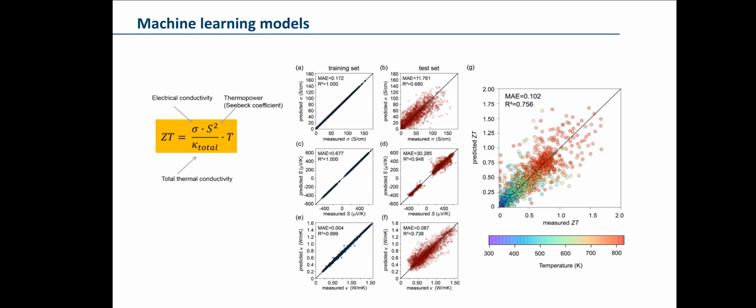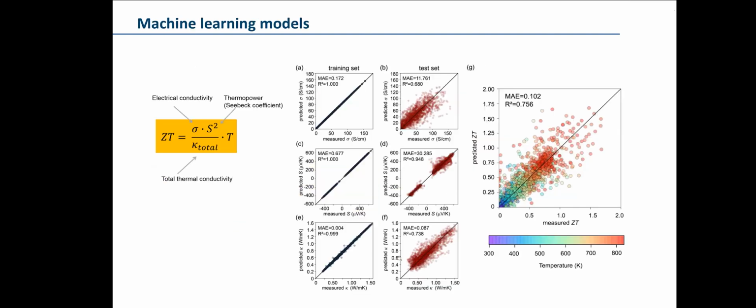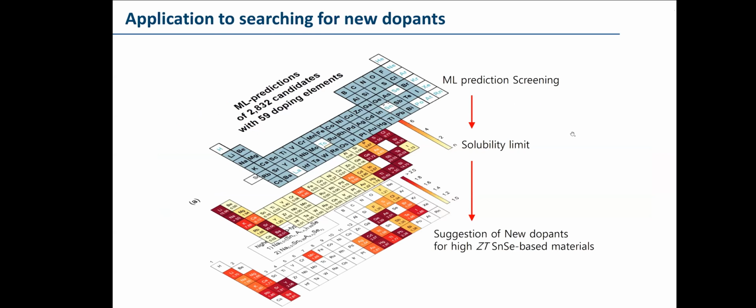Here we can get prediction models of zT with an R-square of 0.75 in the high temperature region. However, machine learning doesn't consider thermodynamic stability, but thermodynamic stability is quite important in the realization of the materials. So we calculated the DFT-based solubility limit for all the dopants. Then with the ML predictive models, we screened 59 doping elements with various dopant ratios. We calculated zT values on 2,802 candidates. By combining the ML prediction screening and the solubility limit screening, we can suggest new dopants for high zT tin selenide-based materials.